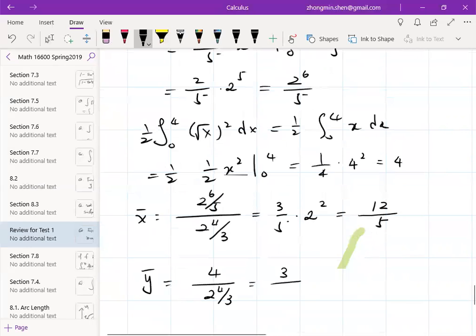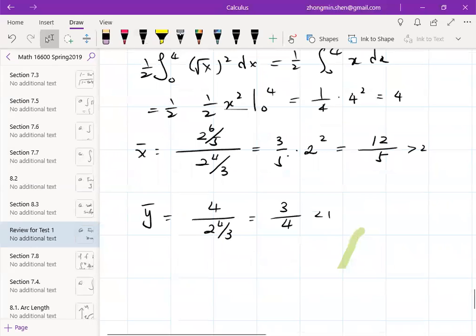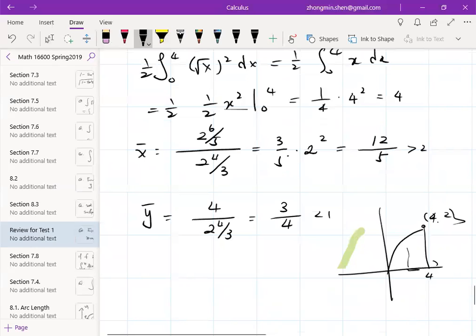And y bar is going to be 3 over 4. It's less than 1, and x bar is greater than 2. Does it make sense? I think so. Look at the picture. Here's 4 and the 2. More area is on the right-hand side, and that's why the center must be greater than 2, x bar greater than 2.